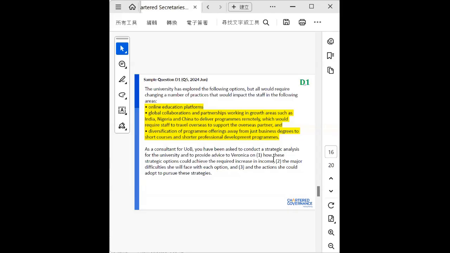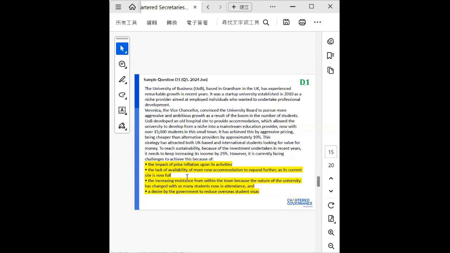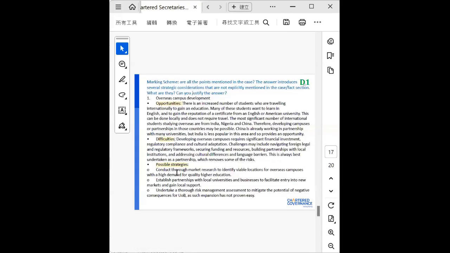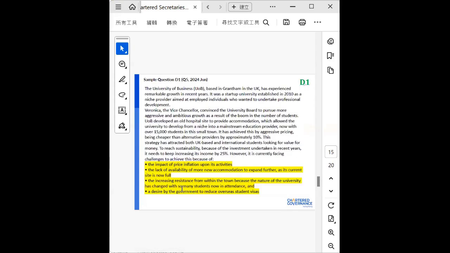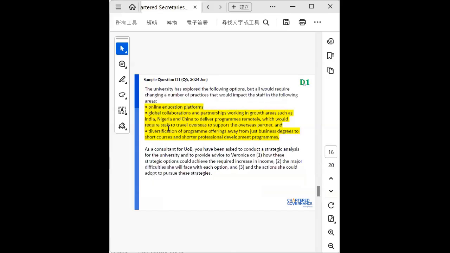So we can see that you're given the options, and these are the difficulties. So you have to bring some of these points in for the difficulties. So this is a difficulty. You have the difficulties here, but which point is relevant to which difficulty? Then you have to match them together. So these are the different options.